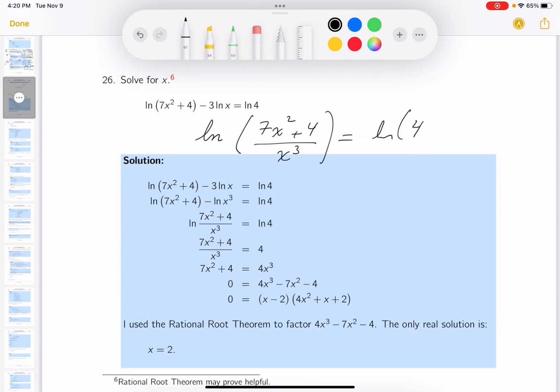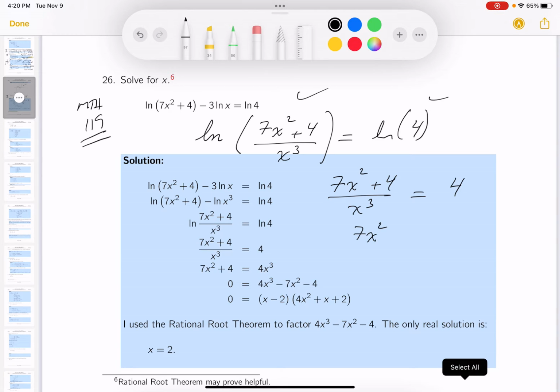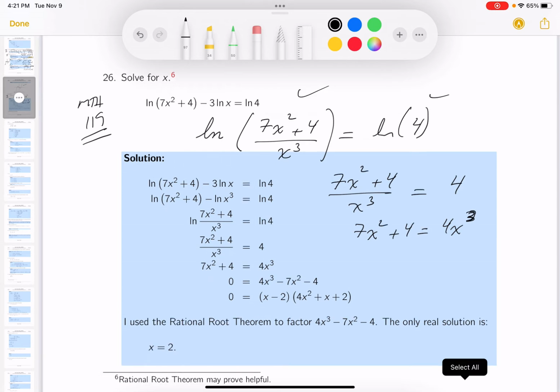Now, what do I know about this thing? They're both natural logs. Their arguments have to be equal. So 7x squared plus 4 over x cubed is equal to the number 4. Wow, this looks like a tough one, doesn't it? But I want to be honest with you, there's no such thing as a tough problem. So let's write this down. Oh, by the way, this is Math 119 now. All right? Let's write this down. 7x squared plus 4 equals 4x cubed. Now, this is a polynomial now, and I'm hopeful that I can solve it.